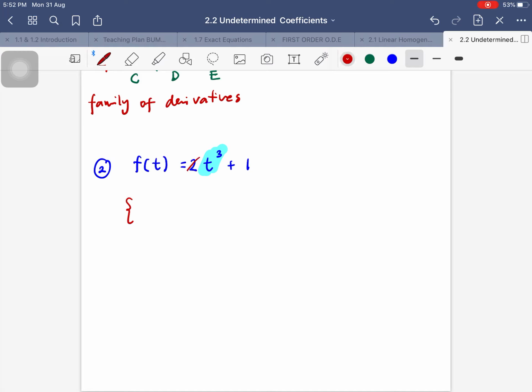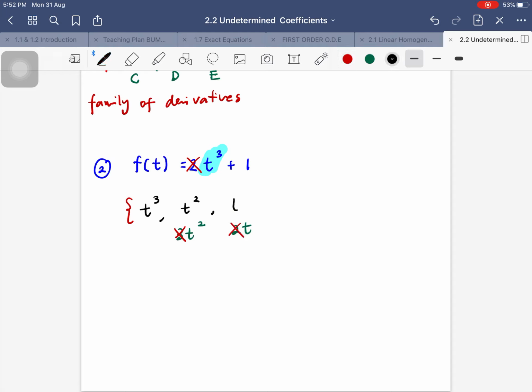Again, I'm going to remove the constant. I don't need the constant. I'm simply going to put in here t to the power of 3. So that is going to be the highest power of the variable in there. And when I differentiate t cubed, I'll end up with 3t to the power of 2. But then again, I don't need the constant 3. I simply need the variable. So for this case it is going to be t squared. That will be my second element. And again, when I differentiate t squared, I will get a 2t. But I don't need the 2. I simply need the t.